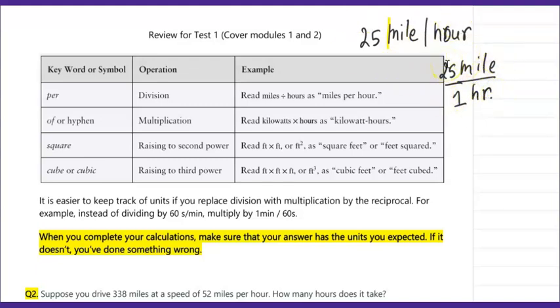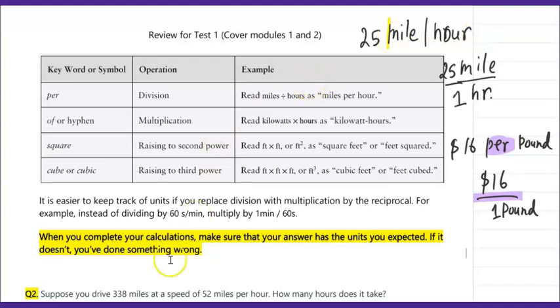All right, so for example, you can see $16 per pound. That means $16 divided by 1 pound. This "per" here is division. Now if we have an "of" or hyphen, that's called multiplication. So for example, kilowatt-hour, in other words, you multiply kilowatt and hour.